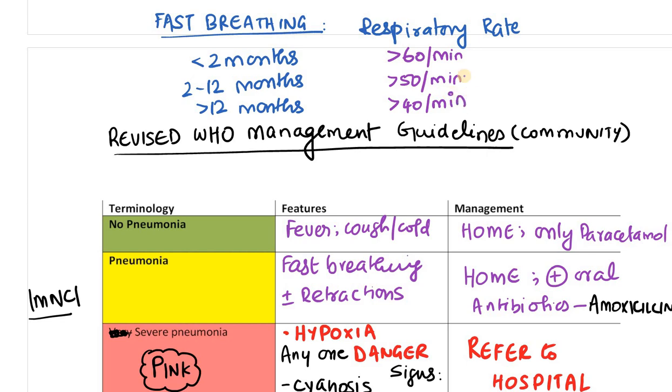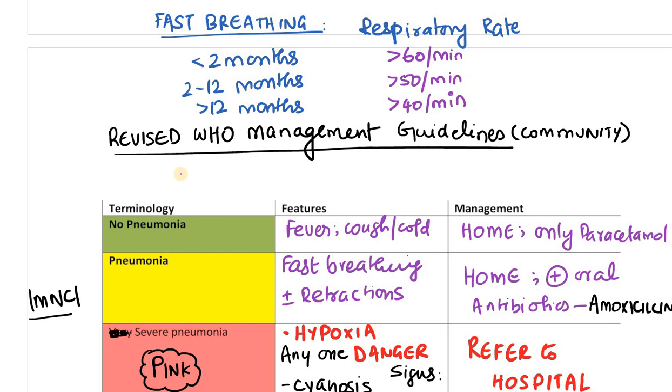Why is this very important? Because if they give you a clinical question, they will tell you the features the child is having, and they will also mention the respiratory rate. Based on this, you have to decide the management. That is why I want you to remember the respiratory rate cutoff above which it can be called fast breathing. This is a very, very important slide for you to remember.